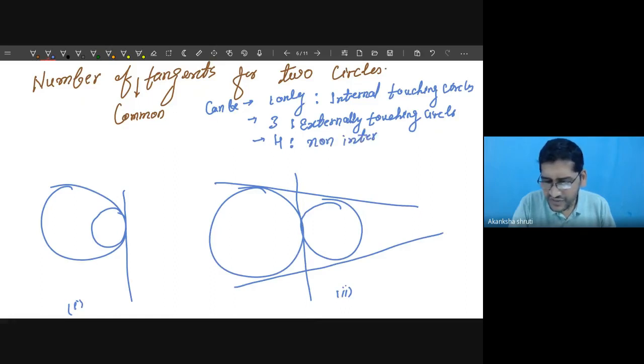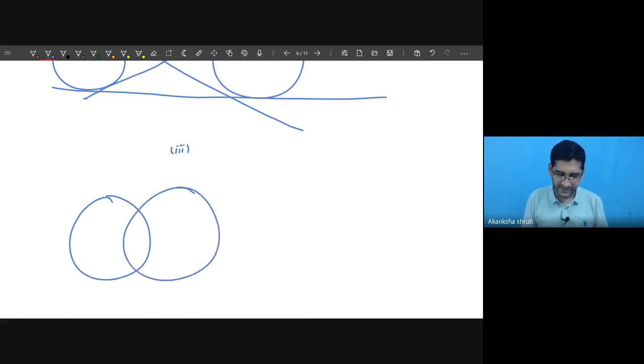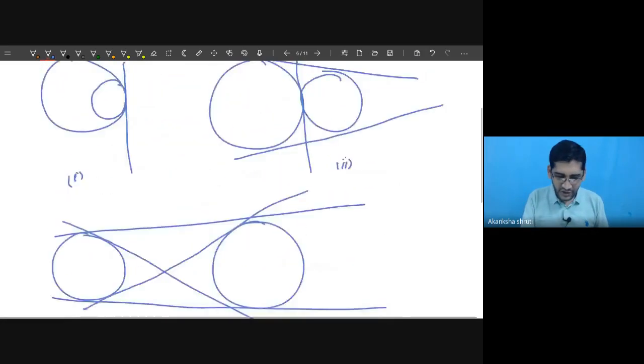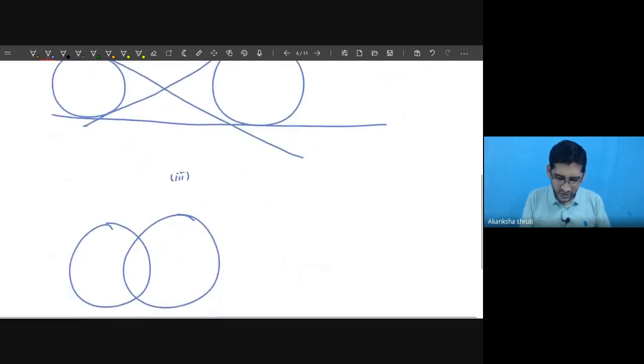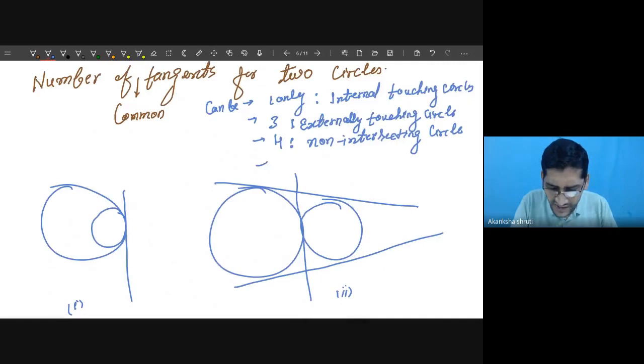Non-intersecting. Is there another possibility? Intersecting circles. Yes students, still one more possibility is there. What is that? One circle is this, another circle is this. A cross tangent or common tangent just touching these two circles is not possible, but two tangents like this are possible. So this is the fourth one. Write down two tangents for intersecting circles.